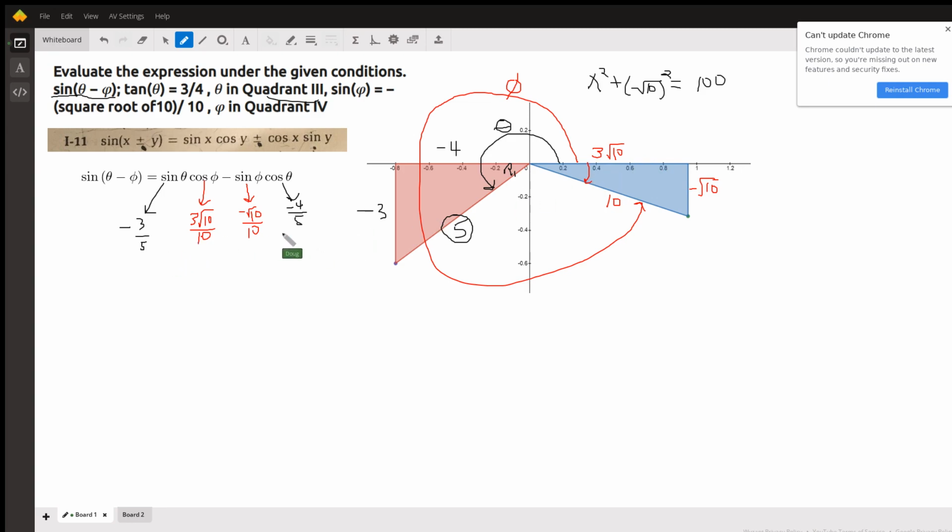And now you have enough information to use this trigonometric identity. The sine of x minus y is the same as the sine of x cosine of y minus the cosine of x sine of y. I wrote this second term in a different order, but it's the same thing. So there are the values from the diagram. Just substitute those in, simplify.